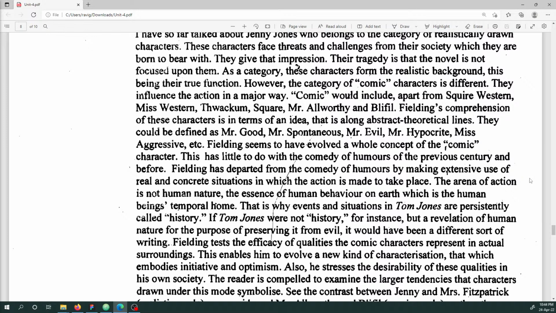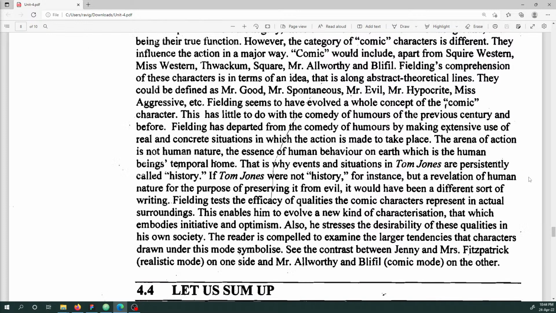Also, he stresses the desirability of these qualities in his own society. The reader is compelled to examine the larger tendencies that characters drawn under this mode symbolize. See the contrast between Cheney and Mrs. Fitzpatrick, realistic mode on one side, and Mr. Allworthy and Blifil, comic mode on the other.